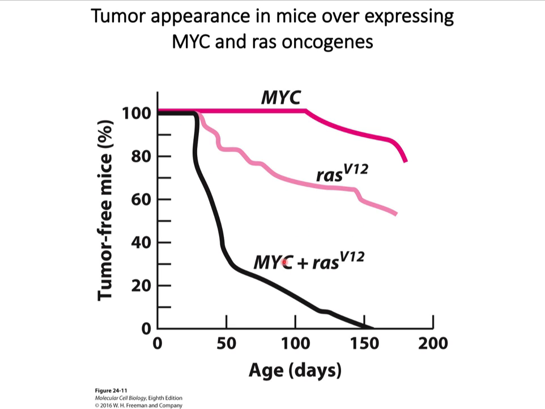But if you express both the oncogenes in the cell in the mice, you can see that there is a very rapid appearance of tumors, or a rapid decline in tumor-free mice. By 150 days, 100% of the mice have tumors. And so this tells you that you need multiple mutations in order to really get the transformed phenotype. And that's actually good news.